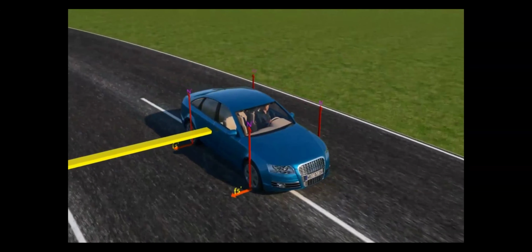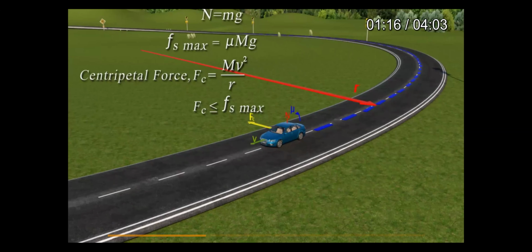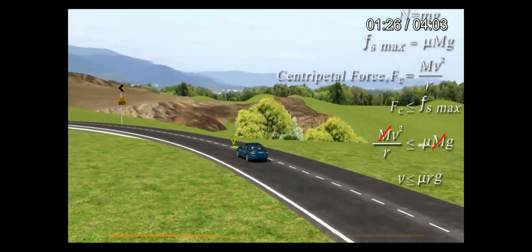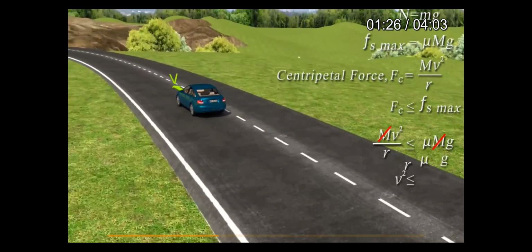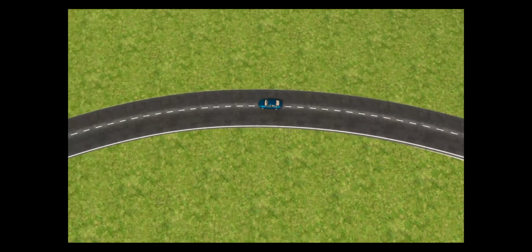I was going to write the equation. The friction force will be such or equal to mv square by r, and there we got that v is less than or equal to root of mu r g. If the car moves with a velocity greater than this, it skids away from the center. That is what happens.